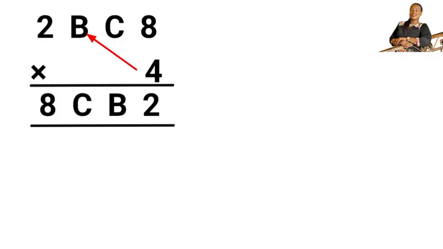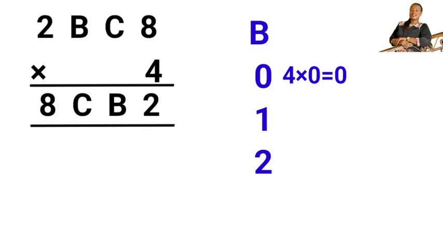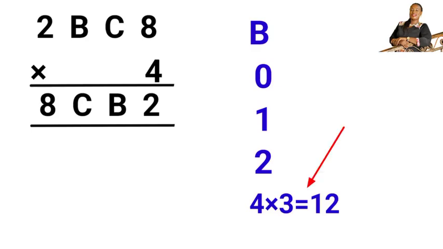Let us compare: 4 times B equals C. Remember that 4 times 2 gave us 8 for the value of D, meaning we did not carry any number from B to A. This means that B will be either 0, 1, or 2. 4 times 0 equals 0. That is a possible value of B. 4 times 1 equals 4. This is possible too. 4 times 2 equals 8. Also possible. But 4 times 3 equals 12. Here there is a carry, so this is not a possible value of B.